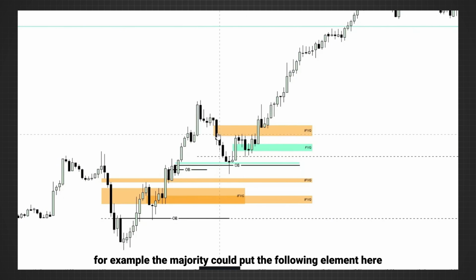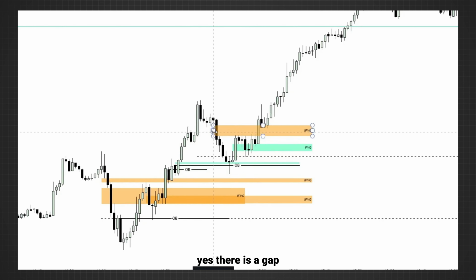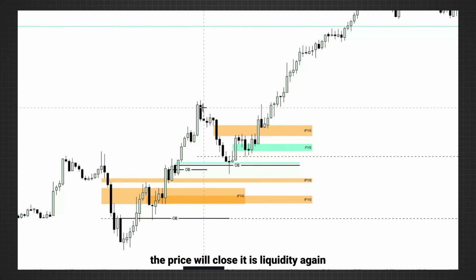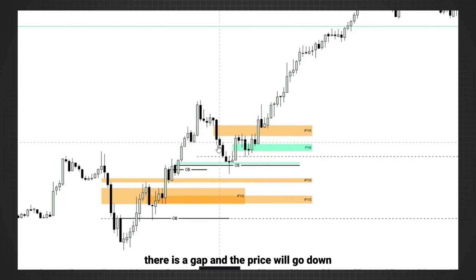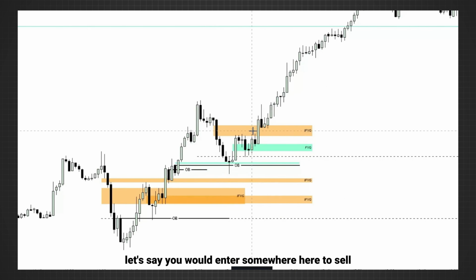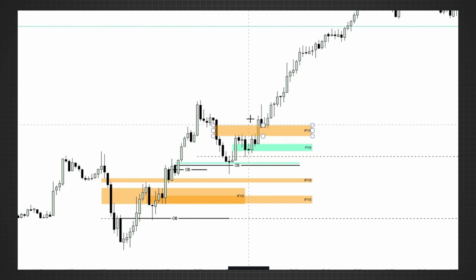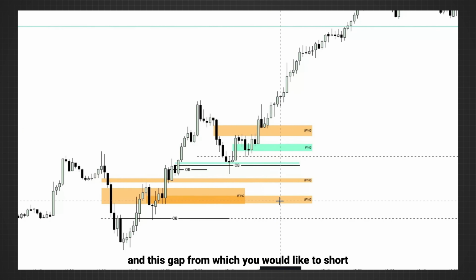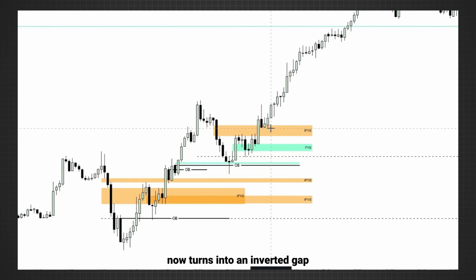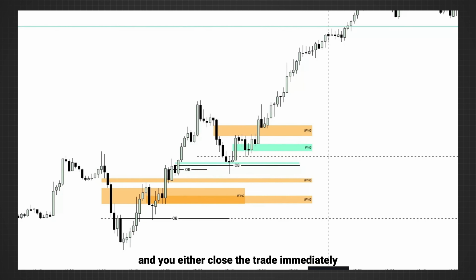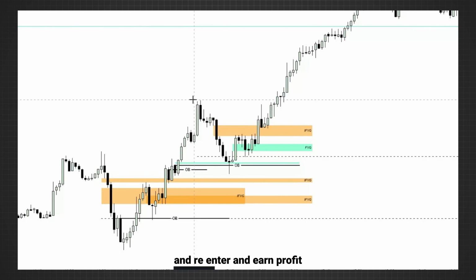For example, the majority could put the following element here. Yes, there is a gap. The price will close it. It is liquidity again. There is a gap and the price will go down. Let's say you would enter somewhere here to sell. But here it would be clear that your hypothesis with a gap does not work. And this gap, from which you would like to short, now turns into an inverted gap. And you either close the trade immediately and re-enter and earn profit.